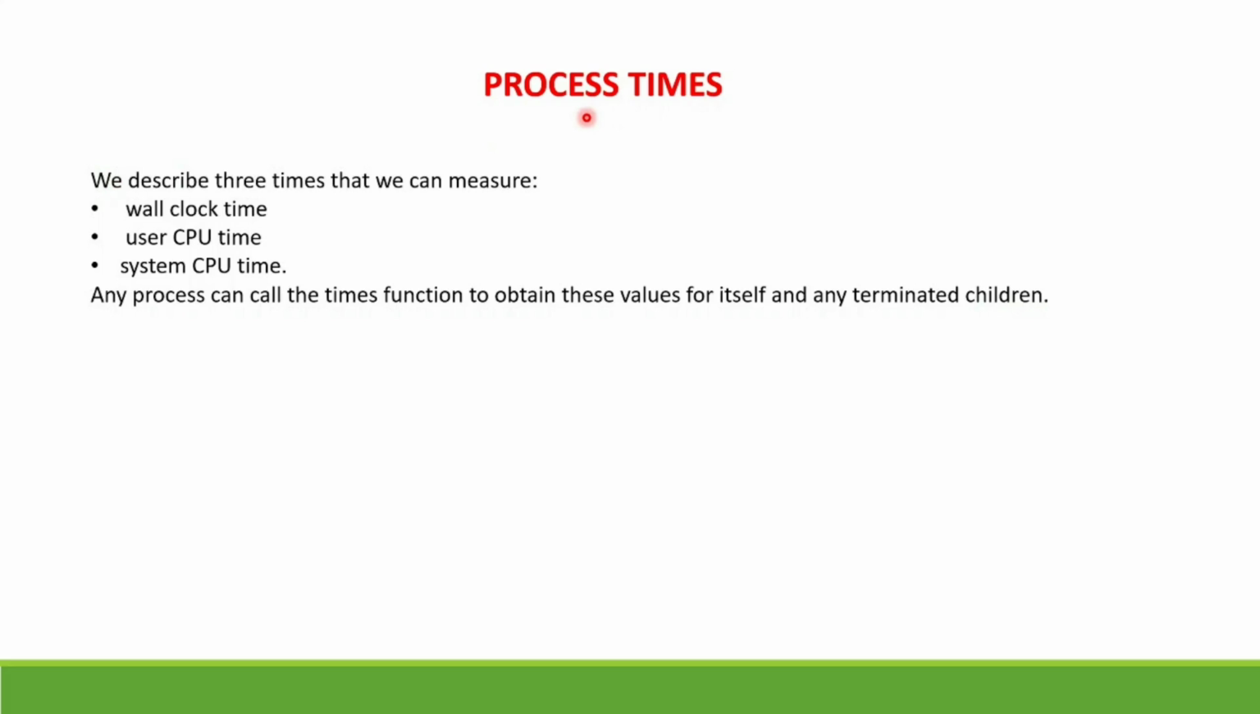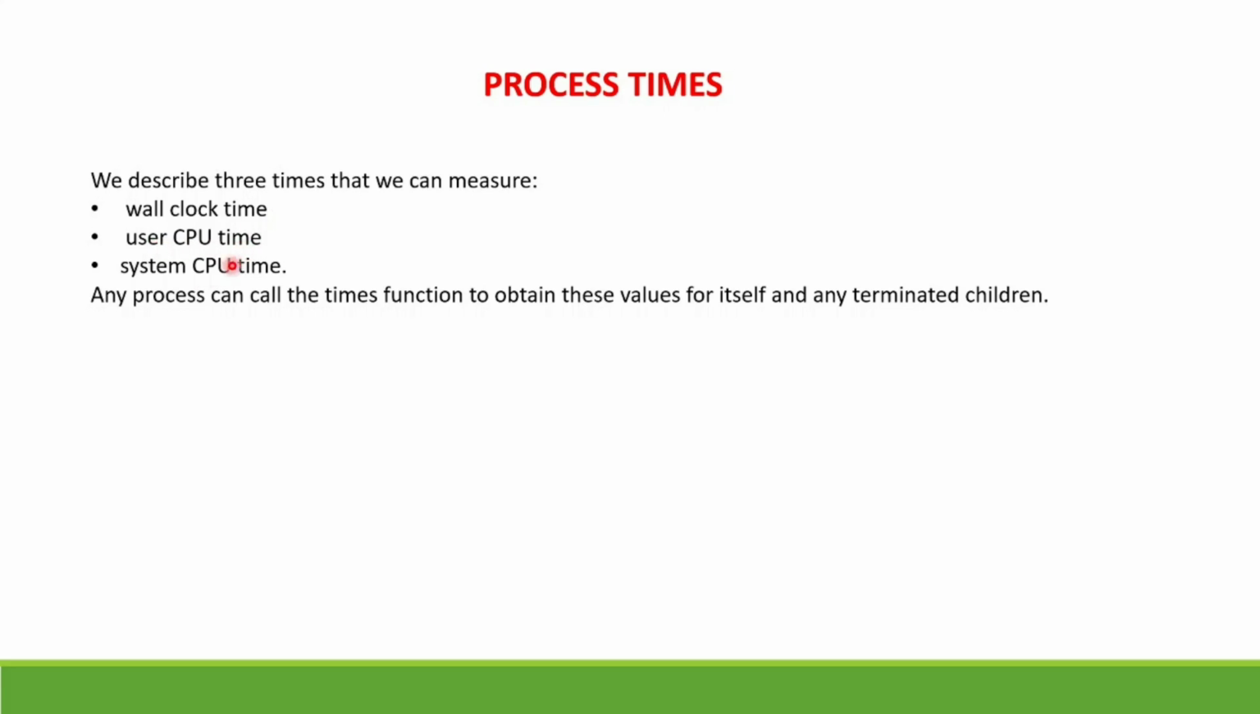The last topic, we will look at what exactly process times are. Okay, so basically we can describe 3 times that we can measure. One being wall clock time, user CPU time, and system CPU time. So what would be wall clock time? Wall clock time is nothing but the total time spent by the process in the system. That is nothing but the time difference between the time when the process gets executed and the time at which the process was started. Okay, so this is about wall clock time.